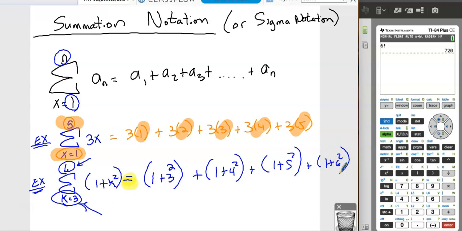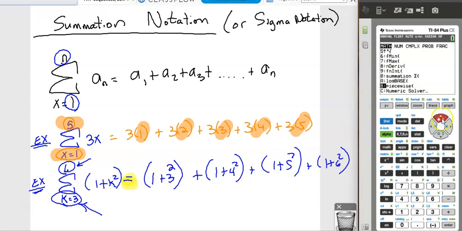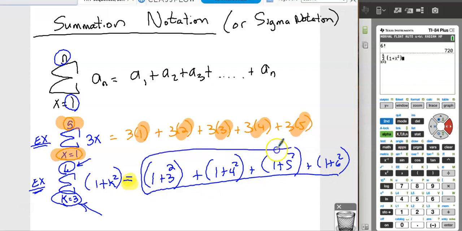Now there is a summation button on here. So if you go to Math and go to Summation. If I did this one right here, so let's do x equals, we're starting at 3. Oh, let me go back to here. X equals 3. So I'm doing the last problem here. So 3, and then I'm going all the way to 6. And then I could substitute this function in, 1 plus x squared. So I wrote it out, and then I can just let the calculator add all that together, and it gives me 90.